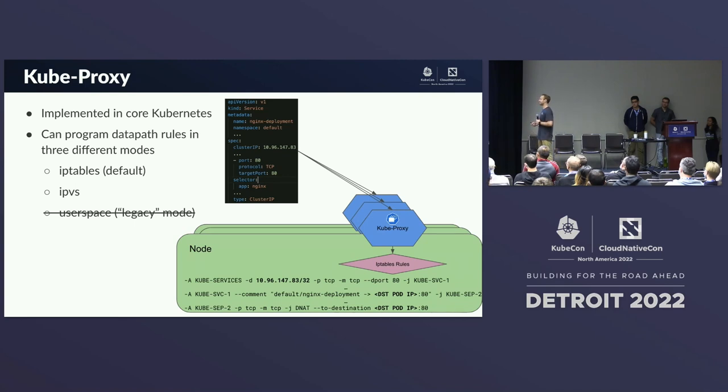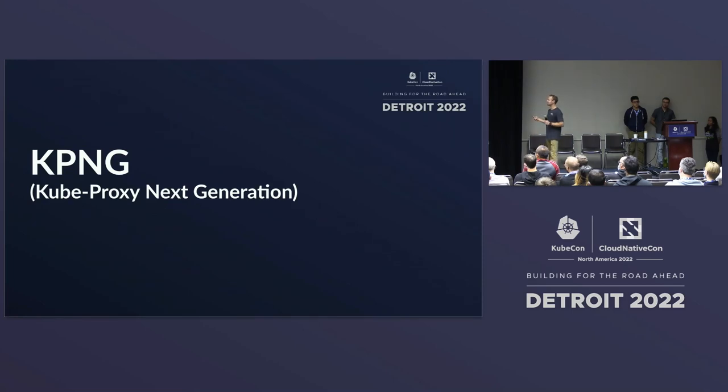But at the same time, we also want to keep an eye on the future. And so we've been really thinking, what's next, right? How do we implement new backends? How do we do some exciting new things? So enter Kaping, KPNG, kube-proxy next generation, whatever you want to call it. We like Kaping just because it sounds like we're pinging off something. It's kind of where we're going next.